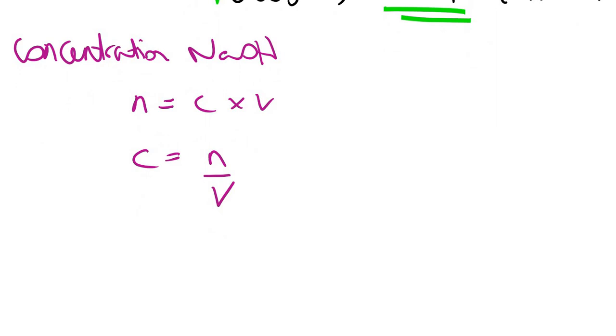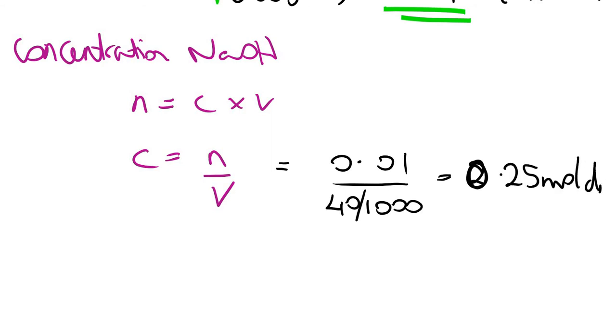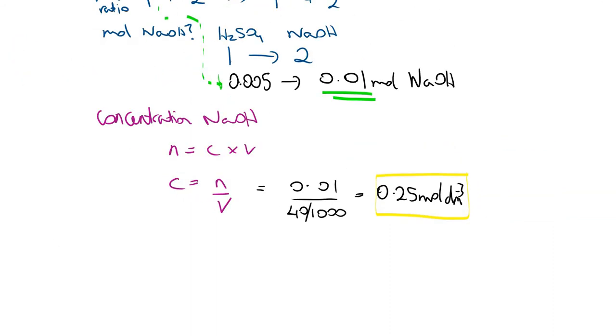We know that the number of moles is equal to 0.01. We know that the volume was 40 centimeters cubed, but we have to convert that into decimeters cubed, so it's just 40 divided by 1,000. And that gives us a result of 0.25 mole per decimeter cubed. It turns out the concentration of both solutions were the same, even though we used different volumes. That's because of the stoichiometry in which they reacted.